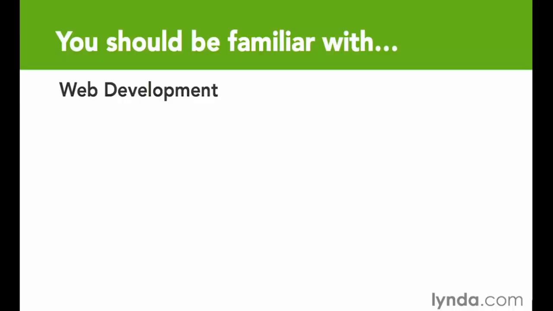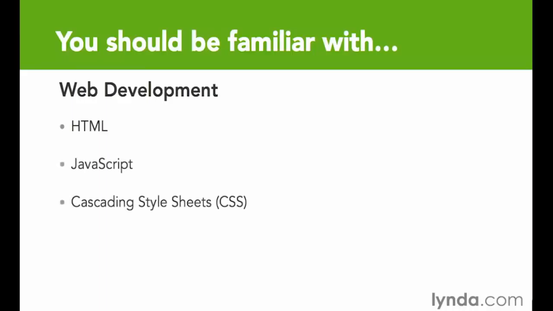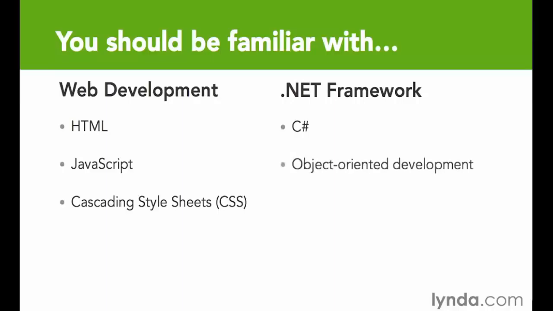For example, in order to get the most out of this course, you should have a solid understanding of HTML, JavaScript, and CSS to the point where you'd be comfortable creating a web page from scratch for your personal website. You should also be familiar with the C# programming language and object-oriented development principles, enough that you wouldn't find it terribly challenging to create a .NET application displaying the current weather in your area using information that you retrieve from an online web API, for example.